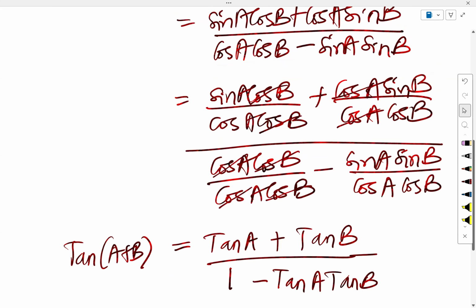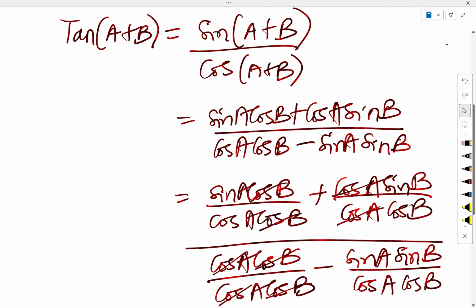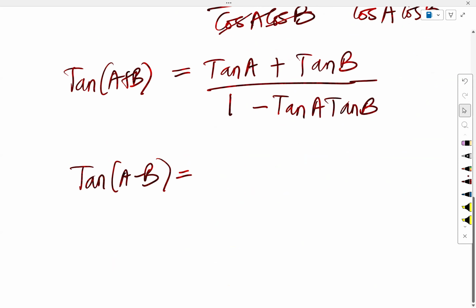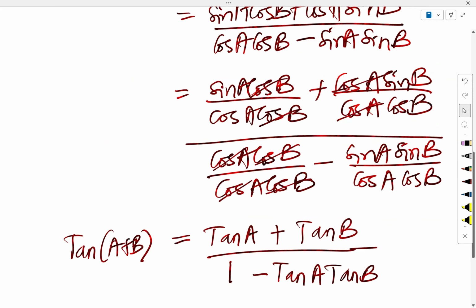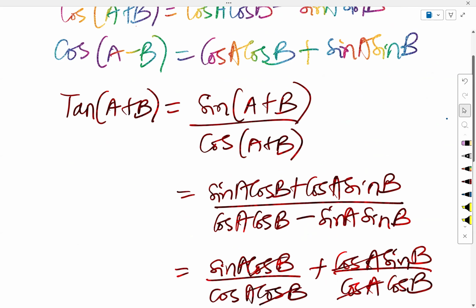All right. So what that is simply going to give you is tan A minus tan B all over 1 plus tan A tan B. So the signs just change. So these are the formulas. It's very important to know all these formulas.